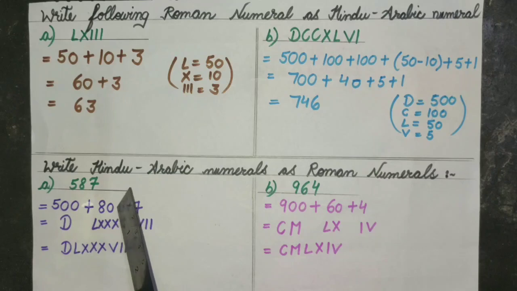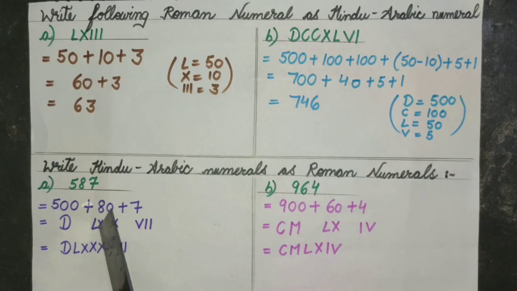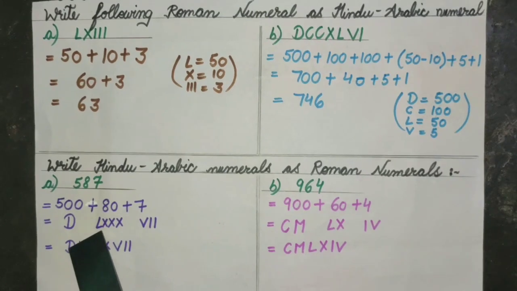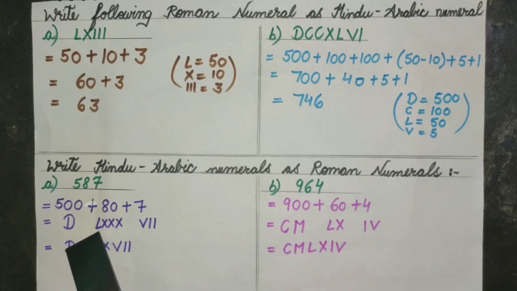How to write 80 now? Class, we know how to write 50. L we are using to write 50. When we add 30 in front of the 50, it will be 80. And to add, what we have to do? We have to write 30 after 50, because when we use a symbol after a bigger symbol, it means we have to add the values. Clear? So X plus X plus X, it means 30. 30 is used after L, it means it will be added. 50 plus 30, it will be 80.